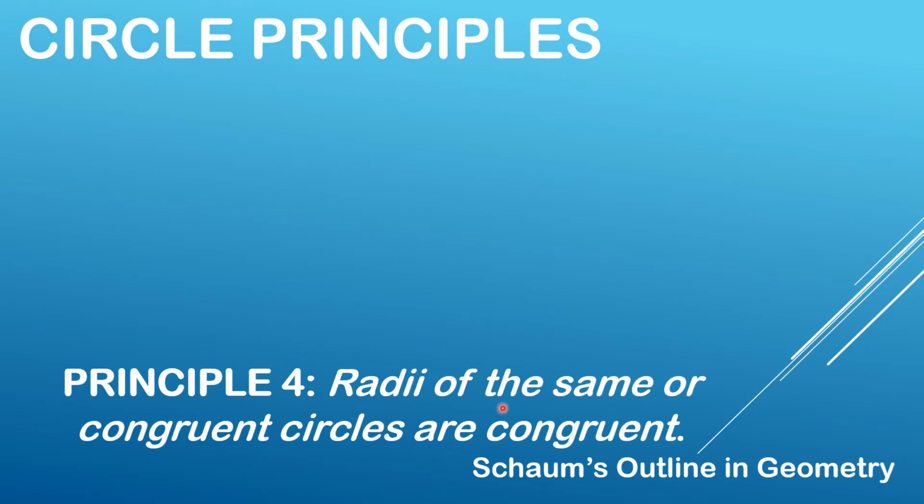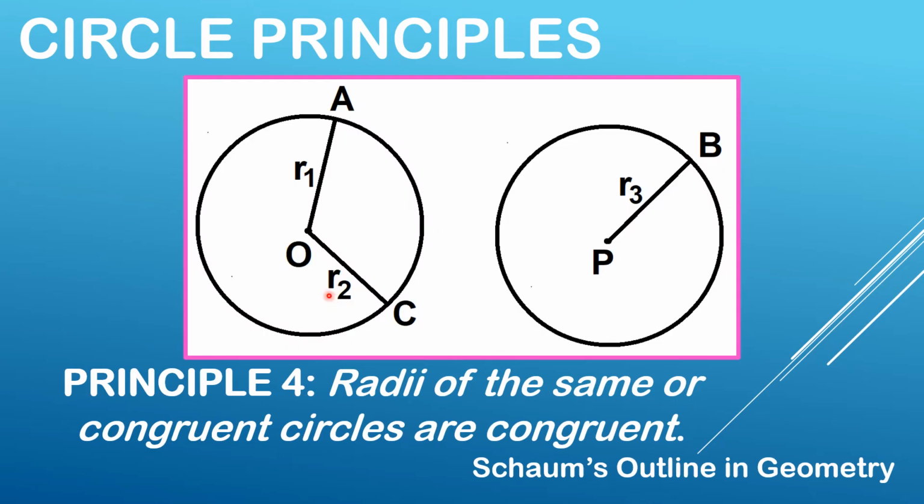Principle 4. Radii of the same or congruent circles are congruent. So if we have here a circle and there are two radii, these two radii must be congruent. Now if we have another circle and this radius happens to be equal to the measure of this radius, then these two circles must be congruent circles. So actually, if these two circles are congruent, then these radii are congruent. So that's principle number 4.